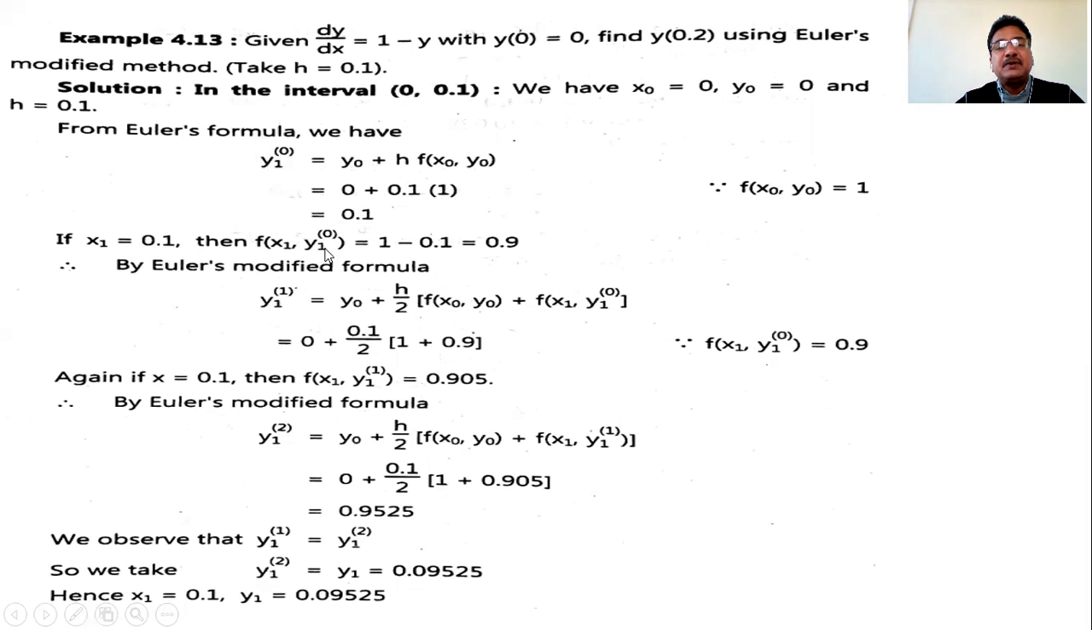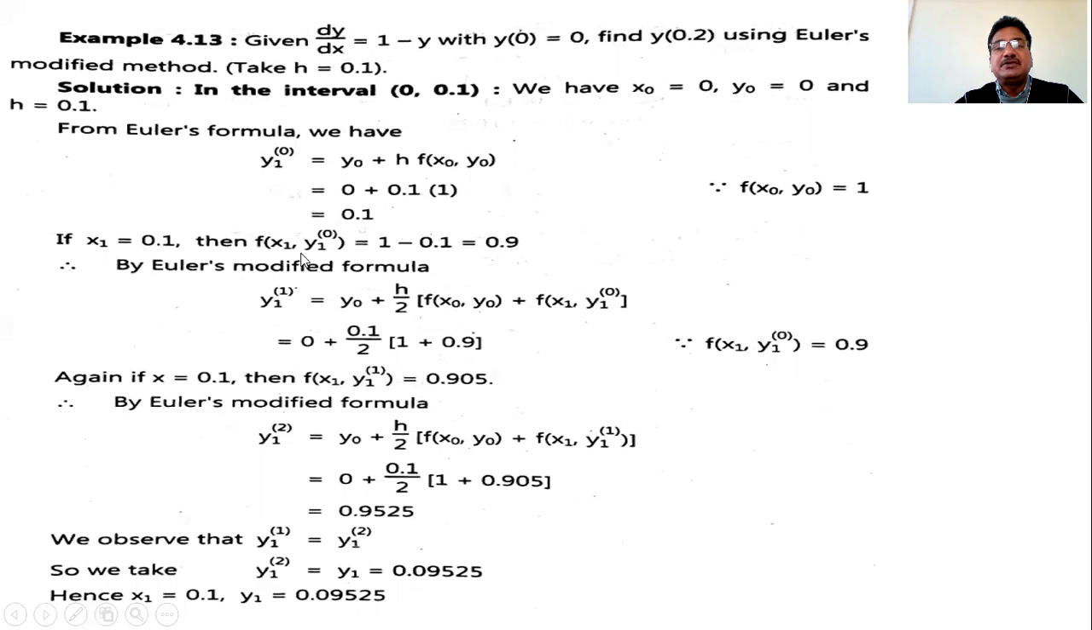Then find f of x1, y1 0. And then by Euler's modified method, y1 1 is y naught plus h by 2 times f of x naught, y naught plus f of x1, y1 0. Then find y1 1, y1 2, y1 3. So y1 1 is this by substituting the values.